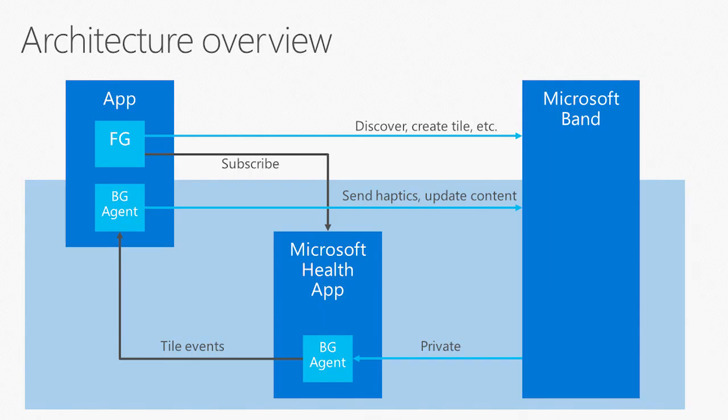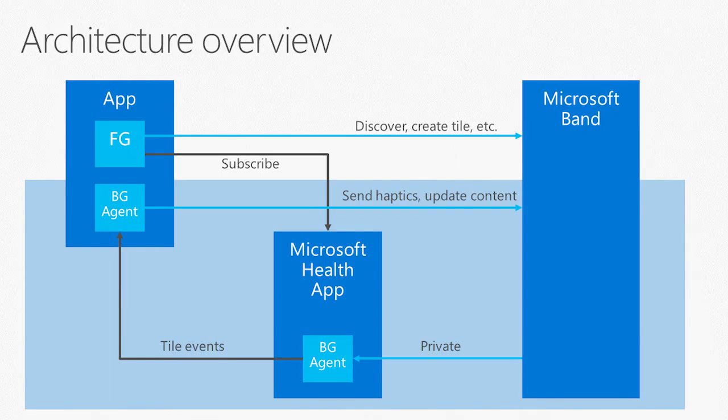Now, as we talk about the code today and the additions that you'll make to do the background notification events, the new call that we'll look at is one where you're subscribing to those events. And the way that works is that you're actually, under the covers, making an app service call over to the Microsoft Health app. When you do that, it's updating a database that it maintains of what applications have subscribed to events and what tiles they're subscribing to. And of course, you can only subscribe to tile events for tiles that you've created.